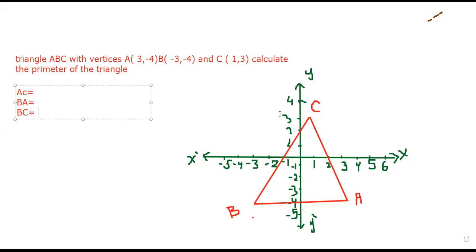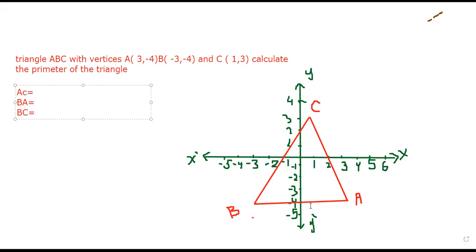AC by the distance formula equals 7 square root 2. Agree with her? How did you calculate it, Fadia? Tell us. C was how many? 1 and 3, right? Sorry, I mean AB. BA, AB.